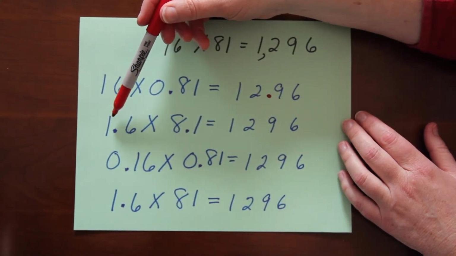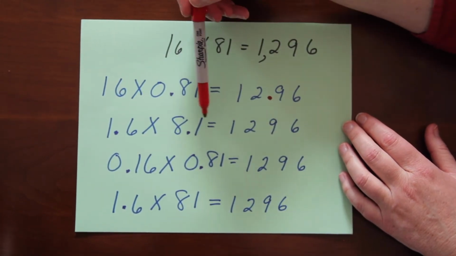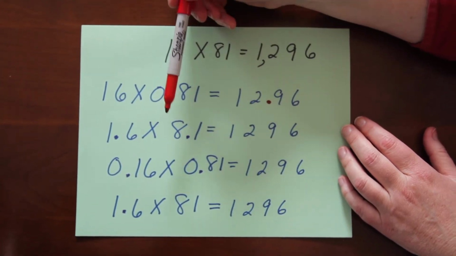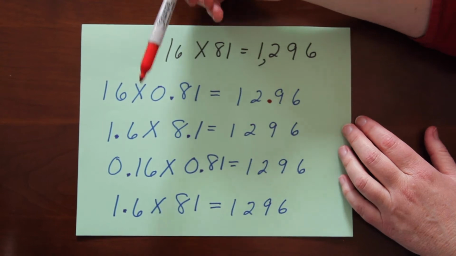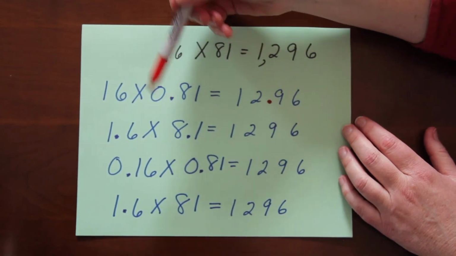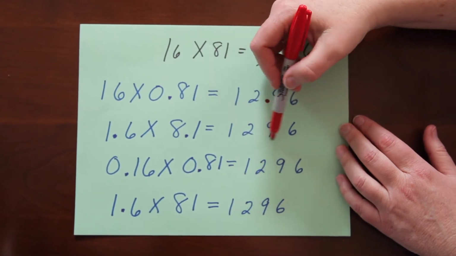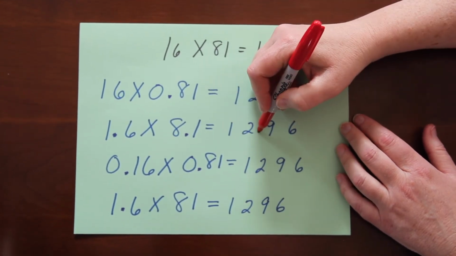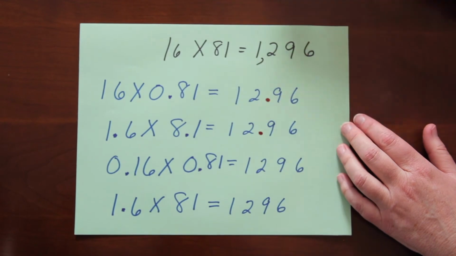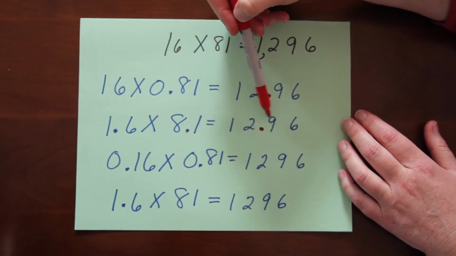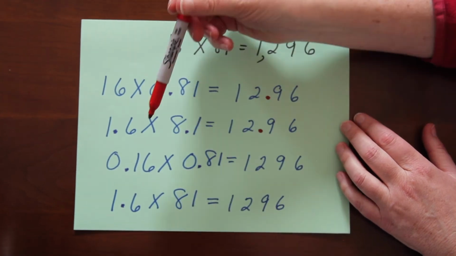If I had 1 6/10 times 8 1/10, I can say, well, that's about 1.5 times 8. And 8 times 1 is 8, and about half of that's 4, so 1.5 times 8 is about 12. So I look at these digits and I say, well, if I put the decimal point here, that's close to 12. So 1 6/10 times 8 1/10 is 12 and 96 hundredths.